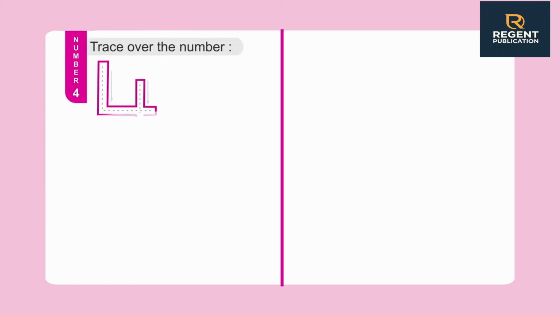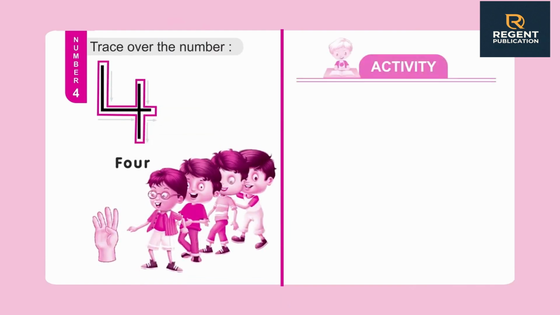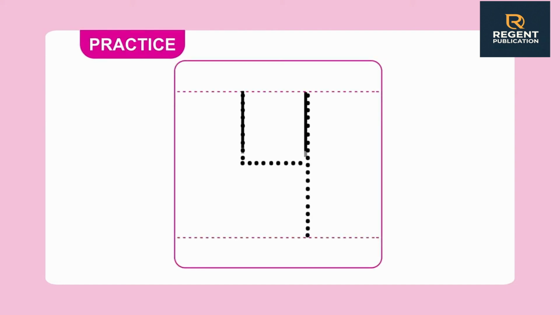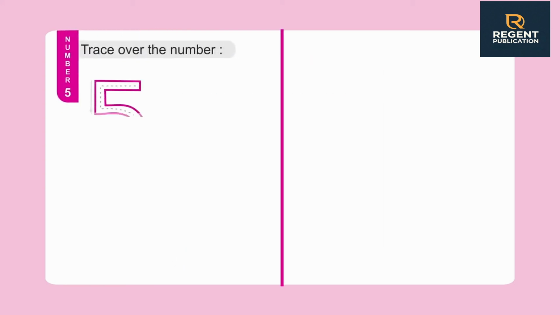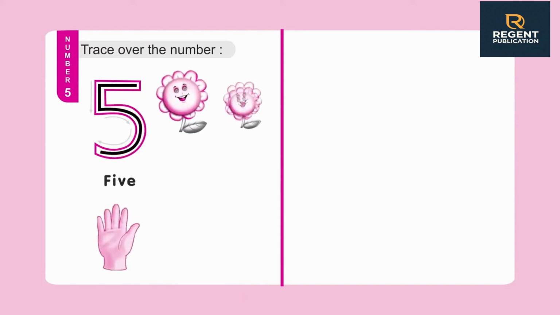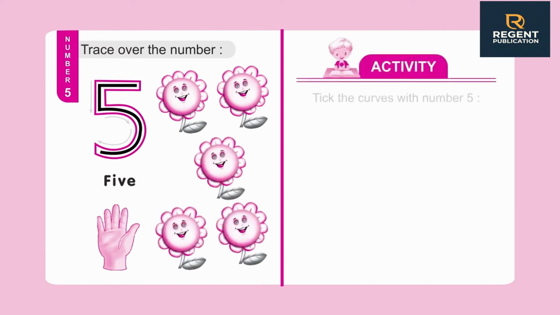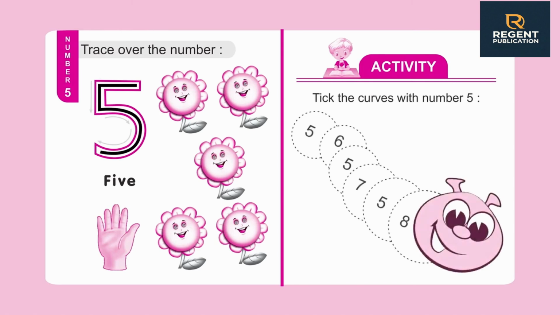Trace over the number 4. Activity. Tick the tortoise with number 4. Practice. Trace over the number 5. Activity. Tick the curves with number 5. Practice.